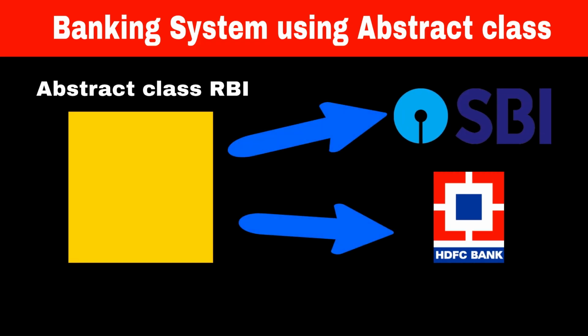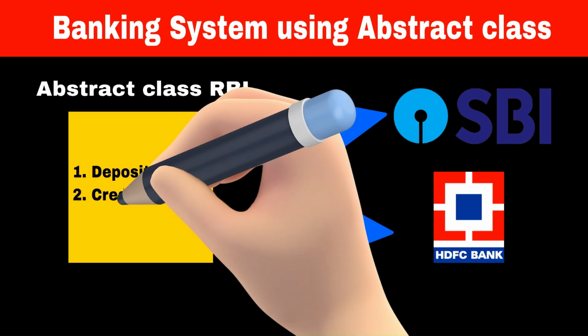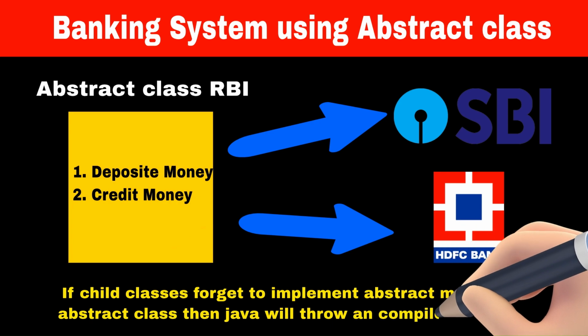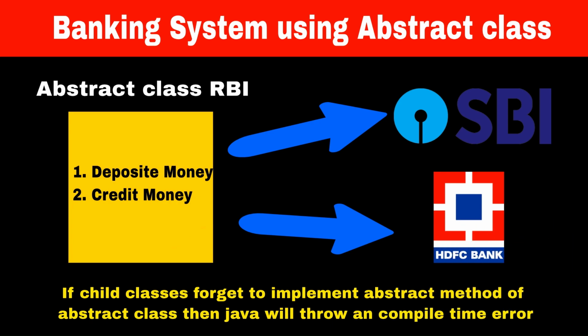In the RBI class, we will define abstract methods called credit and deposit. Now since these are abstract methods, all child classes have to define them in their body. If some class forgets to define these methods, then Java will throw an error. Interface also has abstract methods.